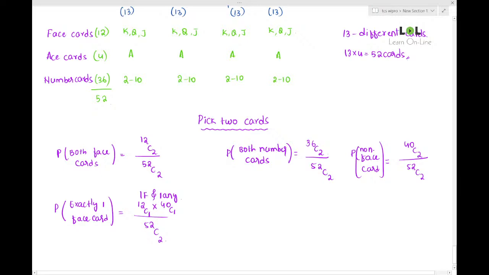Okay. So now you try this question. Exactly similar question I'll give you. Exactly one number card. You give me the answer. Total cases will not change. Just tell me favorable cases. That is sufficient.